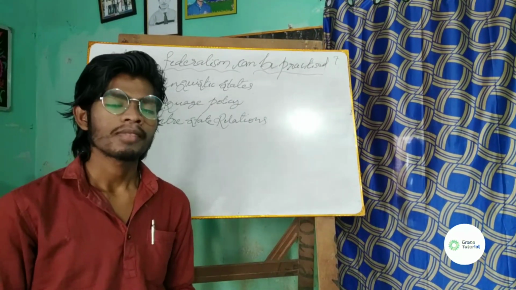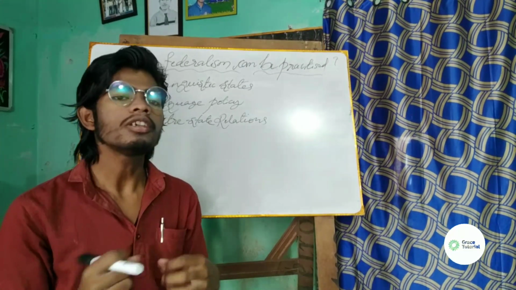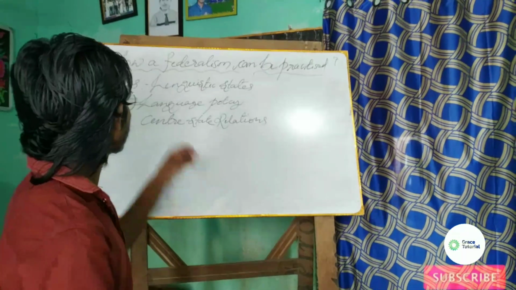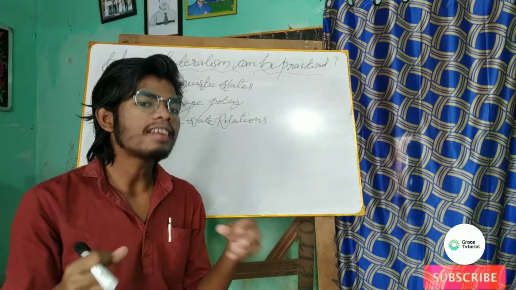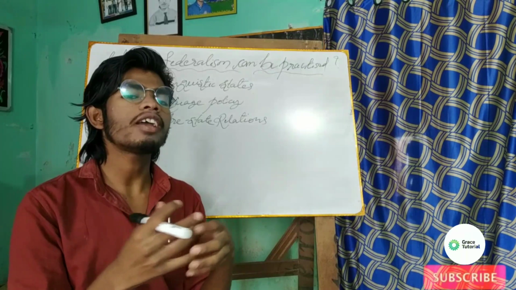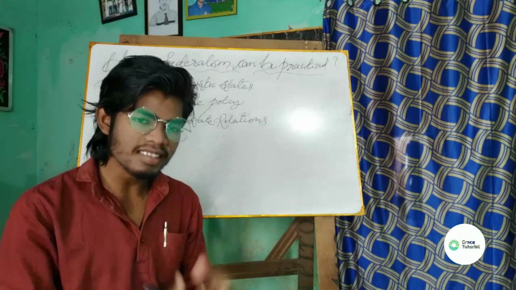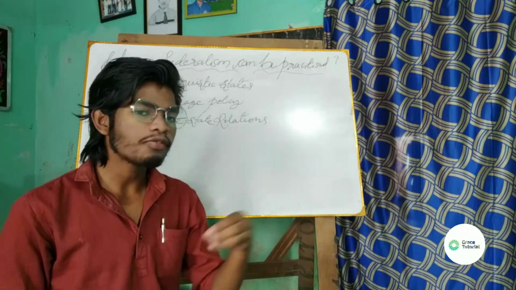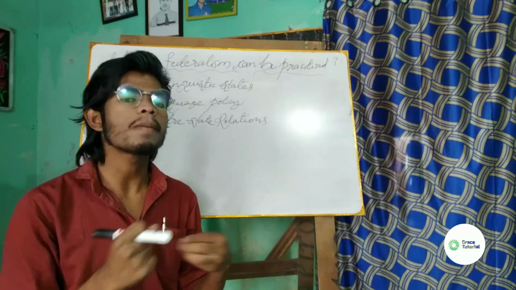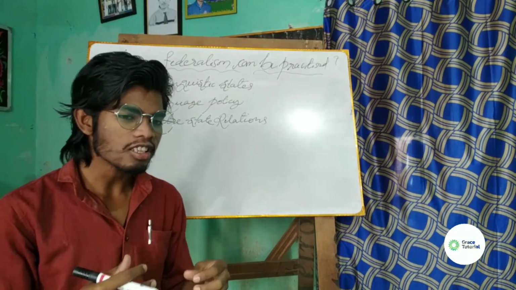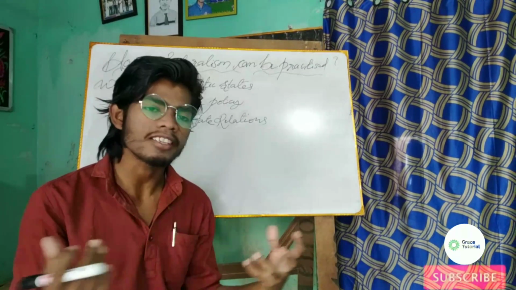In this video lecture, I will be explaining one of the most important parts of the chapter Federalism. What is that part? How federalism can be practiced? We had already discussed the various important terms related to the chapter Federalism. We also discussed the important features of federalism and of a unitary model of government. This is also one of the most important parts of the chapter, so here I will explain how federalism can be practiced.